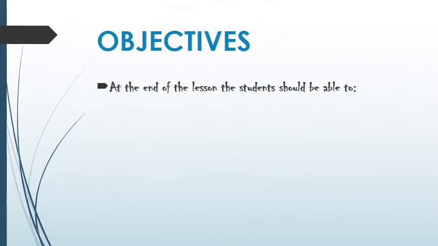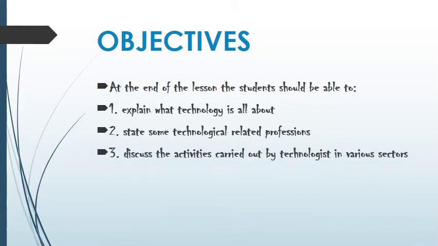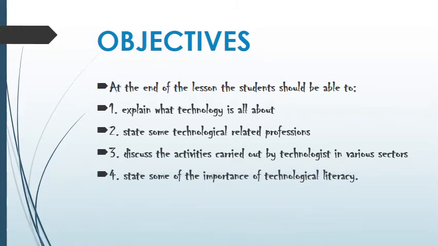Let us look at the objectives of the lesson. At the end of the lesson, the student should be able to do the following. 1. Explain what technology is all about. 2. State some technological related professions. 3. Discuss the activities carried out by technologists in various sectors. 4. State some of the importance of technological literacy.